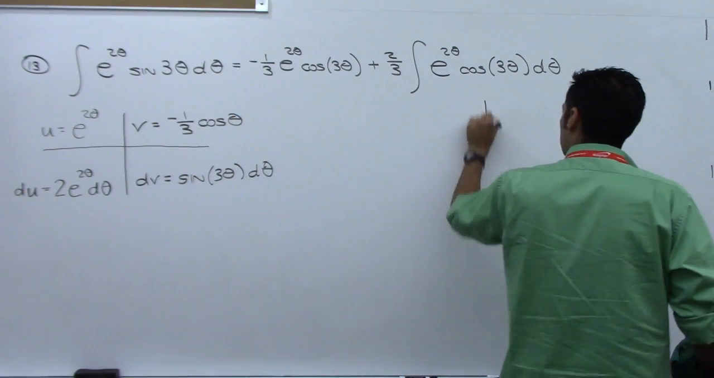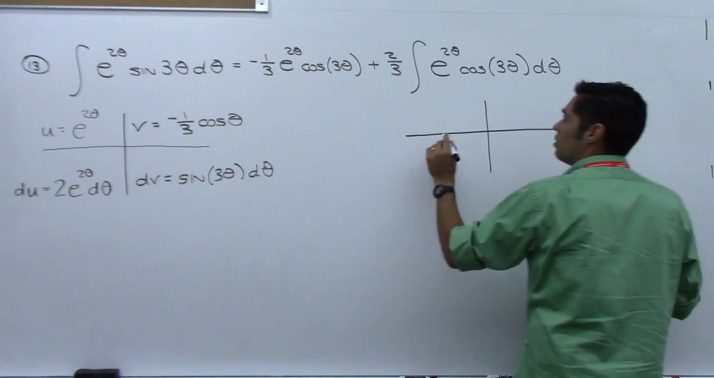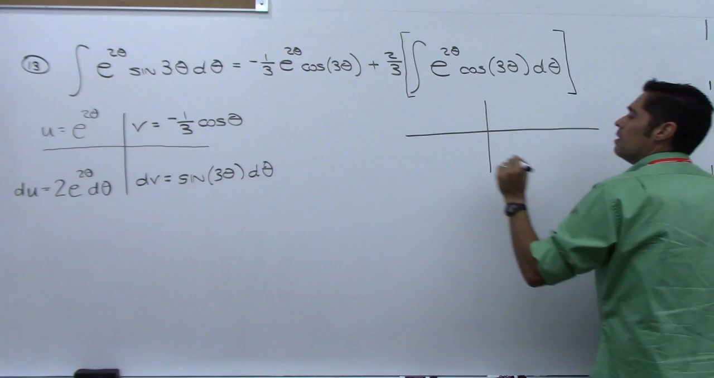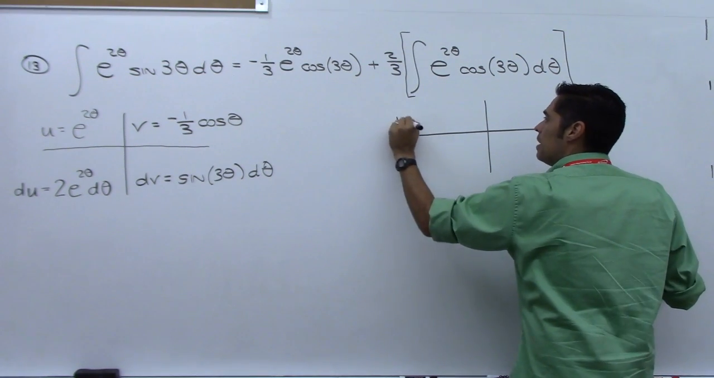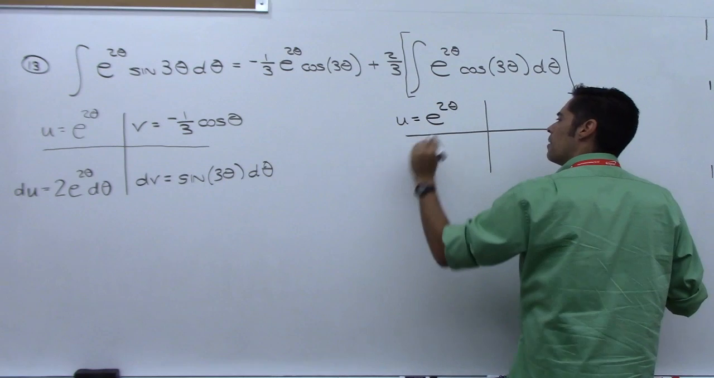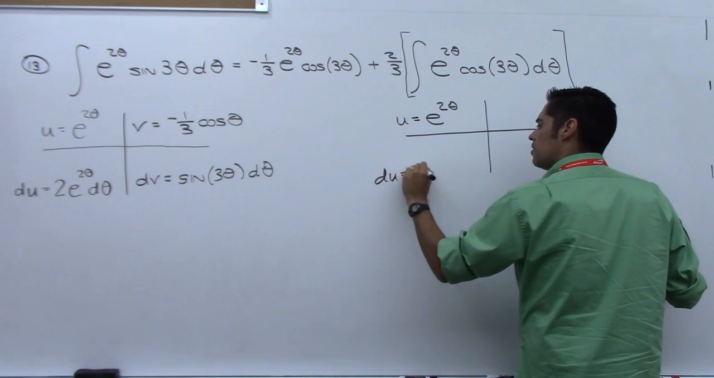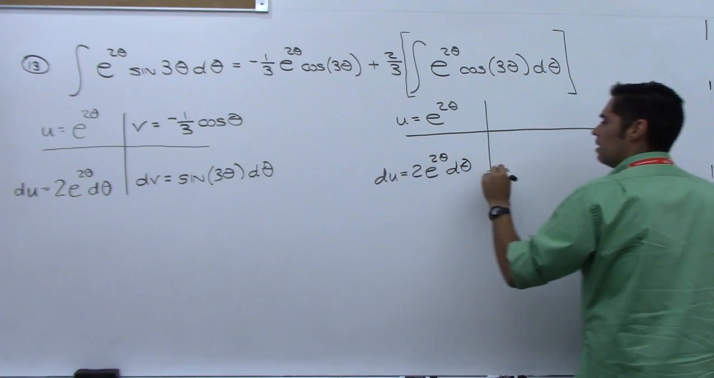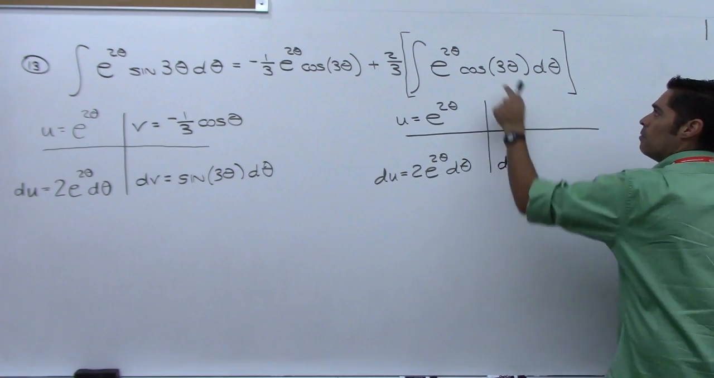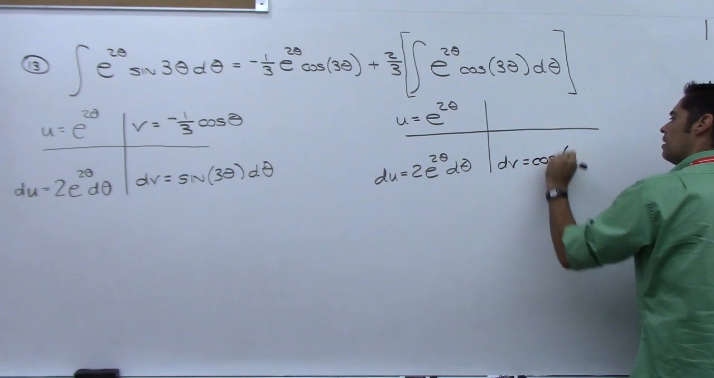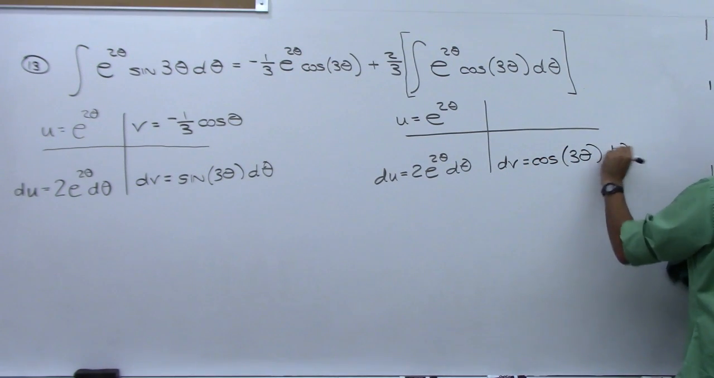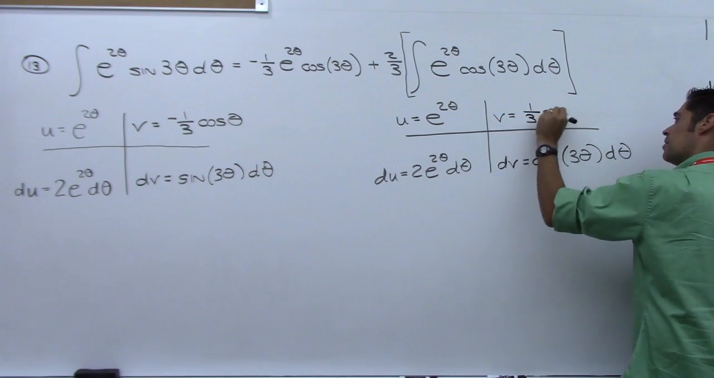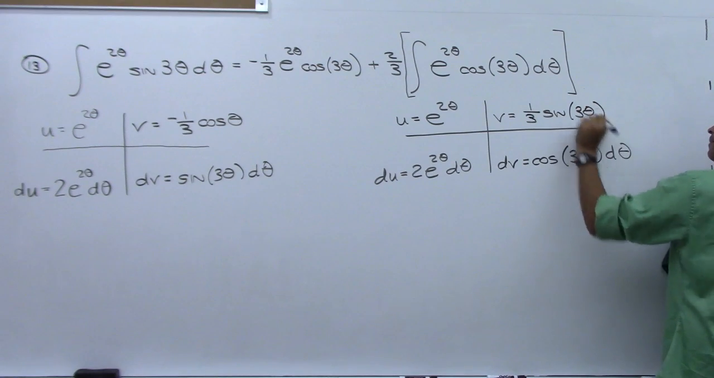So I'm going to make the same substitution I just made. And remember, I'm just working on this part right here. So u is going to be e to the 2 theta. The derivative of this is 2e to the 2 theta d theta. We did that already over there. dv is what was here, so cosine 3 theta d theta. And then the antiderivative is going to be 1/3 sine 3 theta.